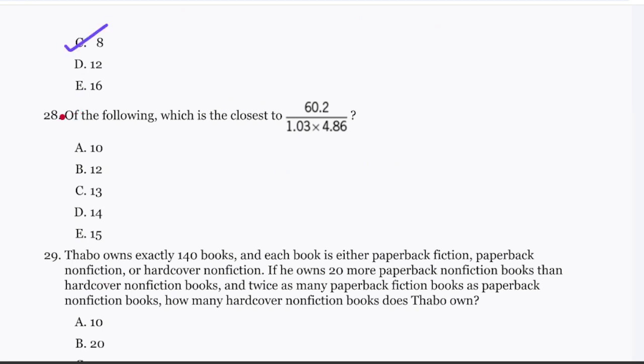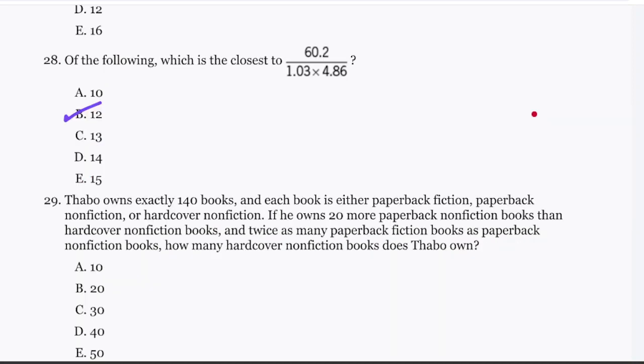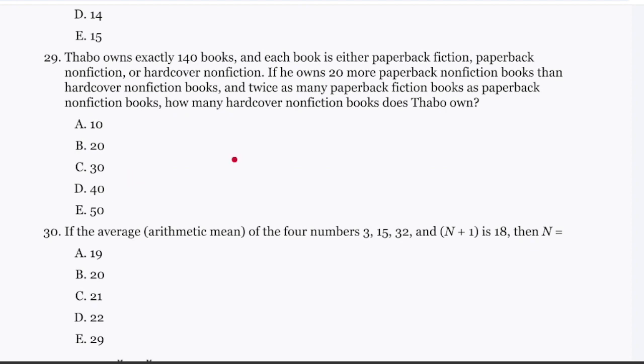ठीक है. ठीक है. Answer 28th. 28, 12. 29th. 29 नहीं किया. नहीं किया.